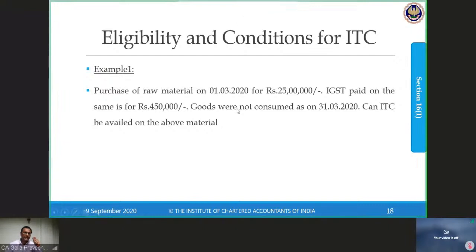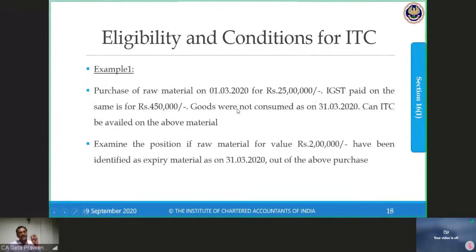Now, my next question, a continuation of this. Examine the position if, out of the above raw material, a value of 2 lakhs has been identified as expiry as on 31st March 2020. So out of 25 lakhs, there is material worth 2 lakhs. On this 2 lakhs, assuming 18%, 36,000 is the credit which is available.